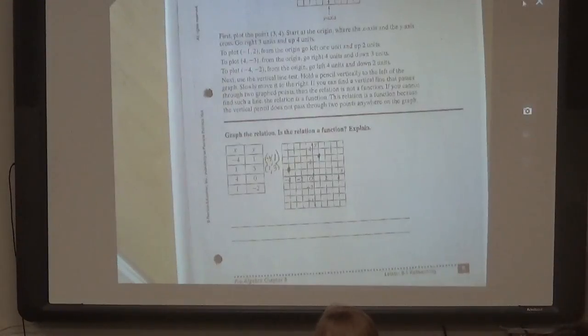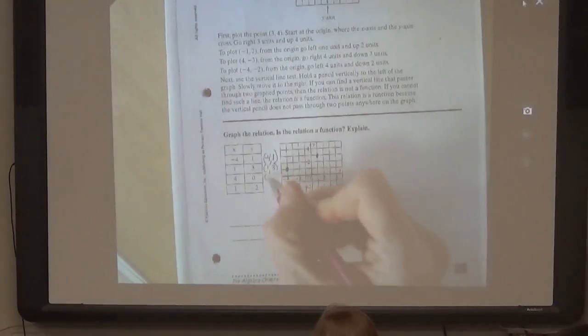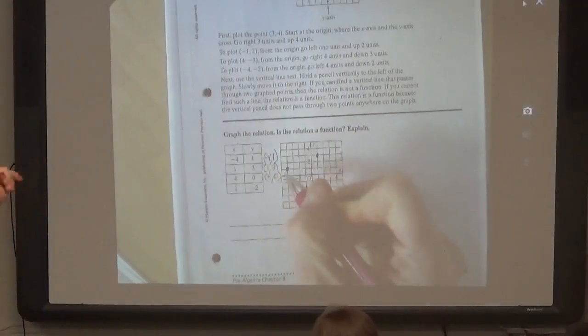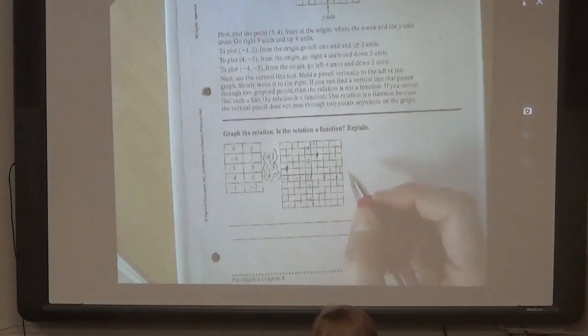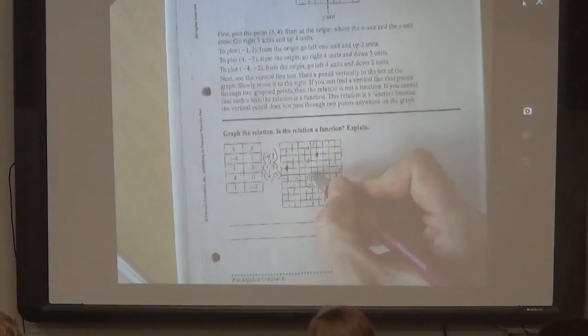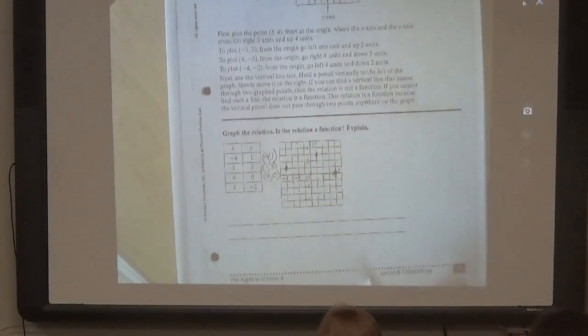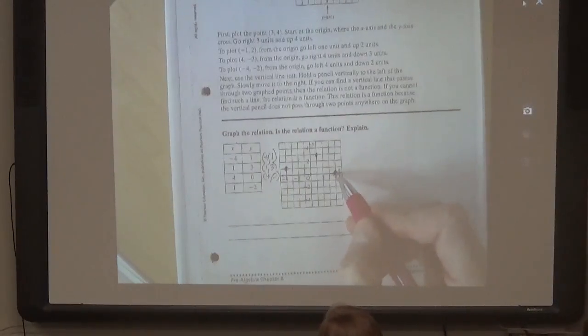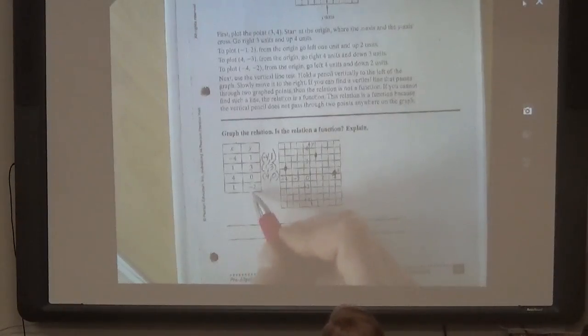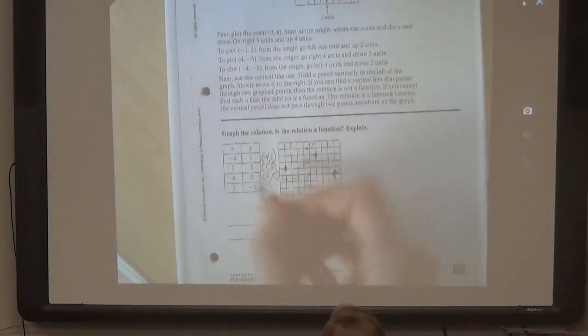Where's the next one, Bethany? 4, comma 0. Yeah, so we go right 4, and you stay there, yes. Because you go up or down 0. So this is on the x-axis. Okay? And 1 comma negative 2. Sophie?